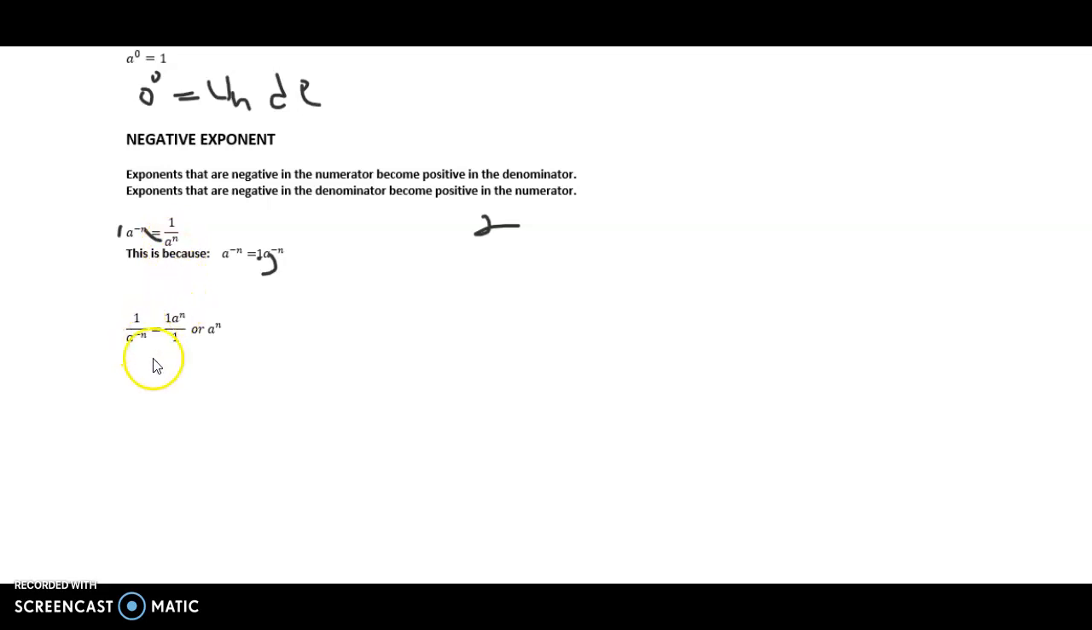Same thing applies when it is positive in the numerator, it becomes negative, and when it is negative in the numerator it becomes positive in the denominator. So your final answer ends up as a to the power of n.